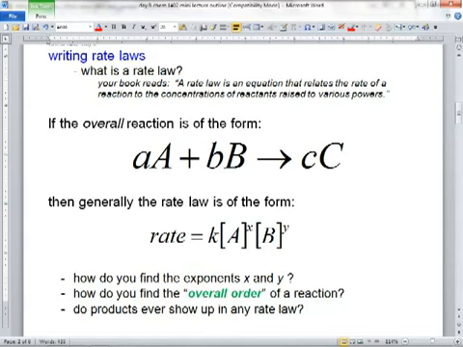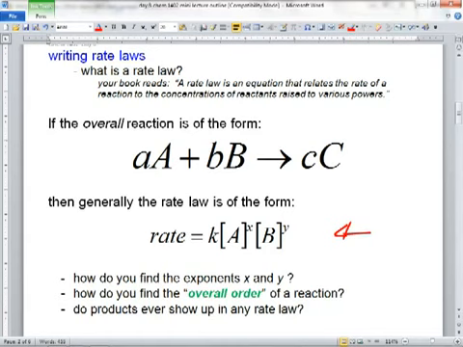But if this is your general reaction, then all you do is you write rate equals K, and then in brackets you have each reactant, and you raise them to some little exponent, X or Y. Okay, so it's not so bad. But we have some terminology to get through.